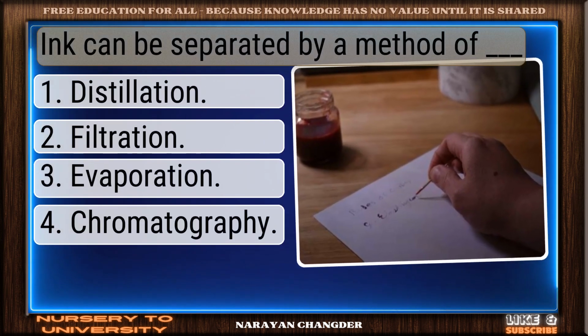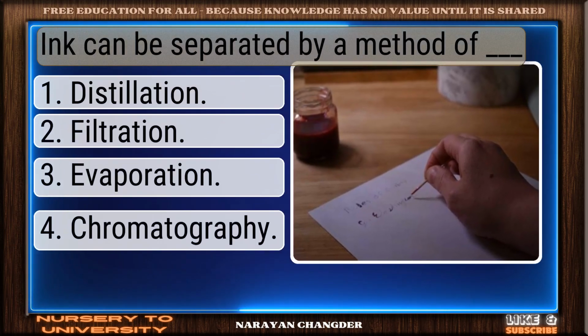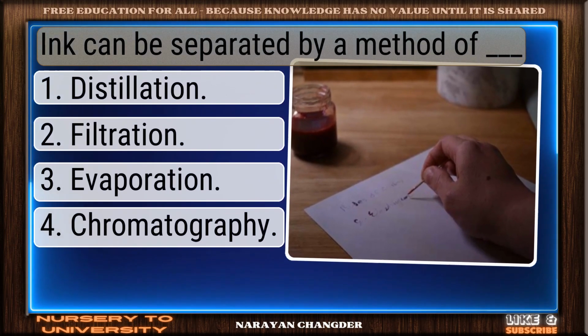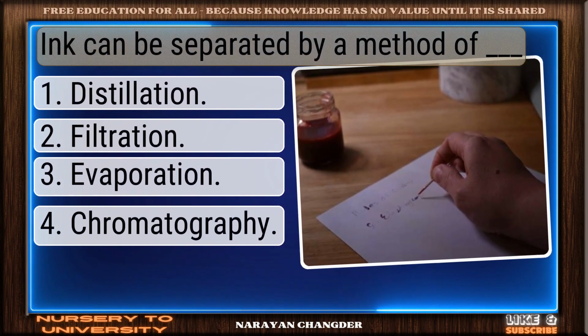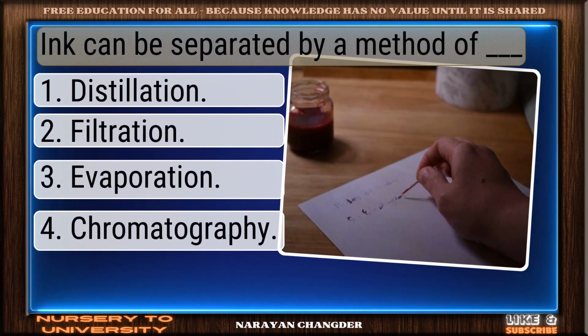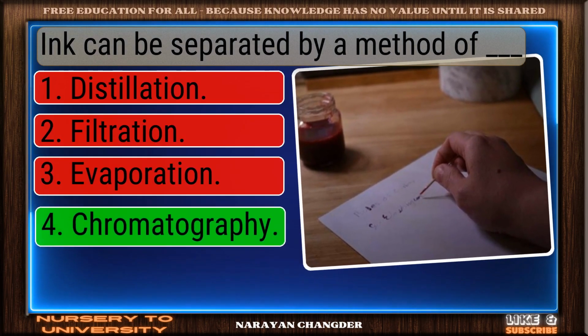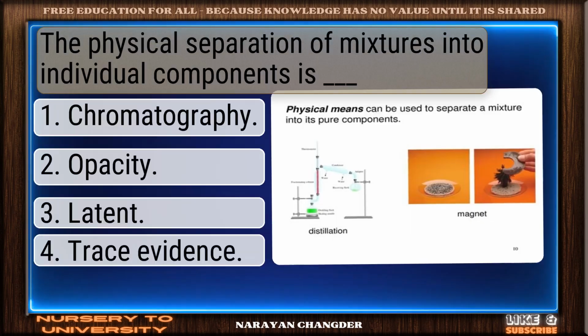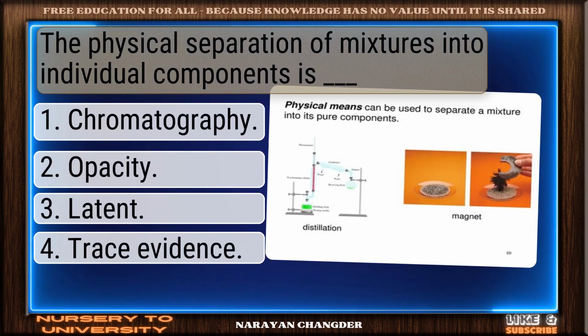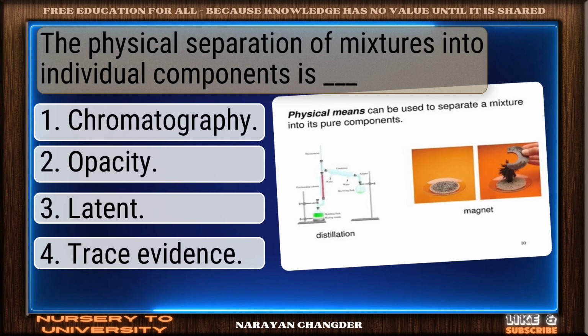Ink can be separated by a method of dash. Option 1, distillation. Option 2, filtration. Option 3, evaporation. Option 4, chromatography. Yes, chromatography is right. The physical separation of mixtures into individual components is dash.